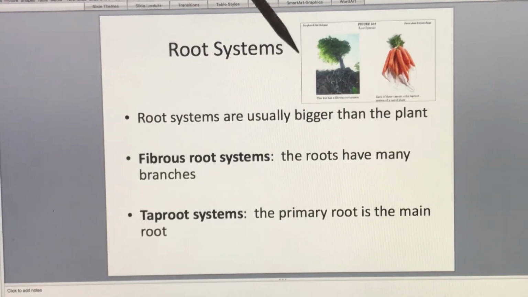Fibrous roots have many branches, which would be the case for this tree. Those roots branch off in many directions, whereas a taproot, the primary root, this sort of singular root for the plant, is the main root.